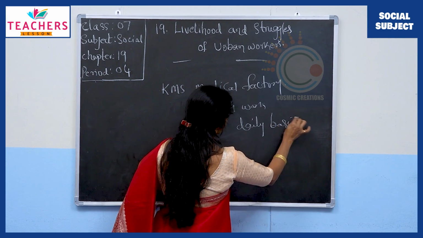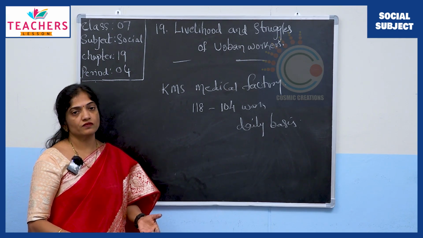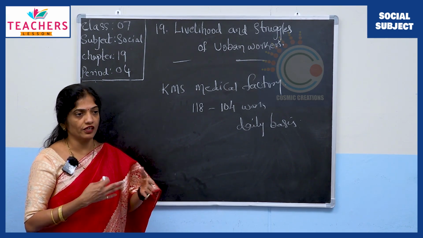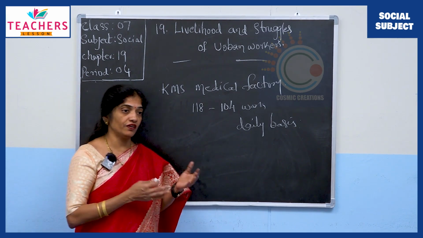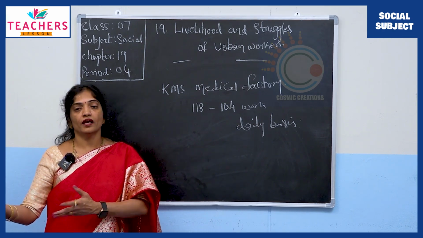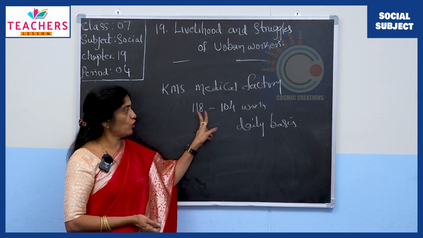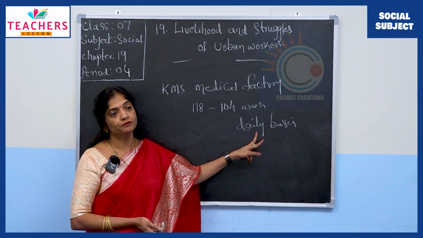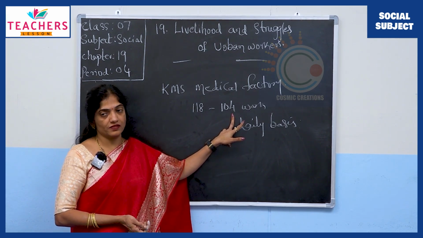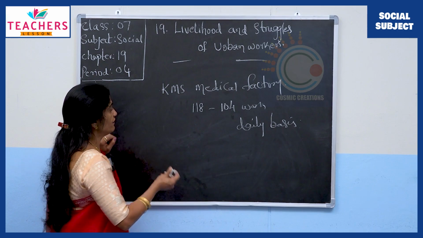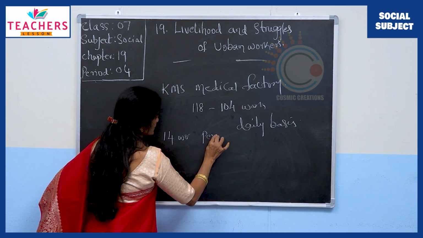On daily basis. If suppose ladies will be appointed for a few hours, like 10 or 12 hours, gents will be appointed for a few more hours, and ladies will be paid a different compensation and gents also will be paid a different amount. So here, out of 118 workers, 104 workers are working on daily basis, that is on contract basis, and the rest of the 14 workers are said to be permanent workers.